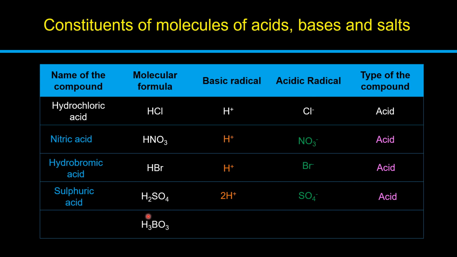The last one, children, H3BO3, is nothing but boric acid. As you can see, it has 3 H plus ions and BO3 minus, making it an acid.